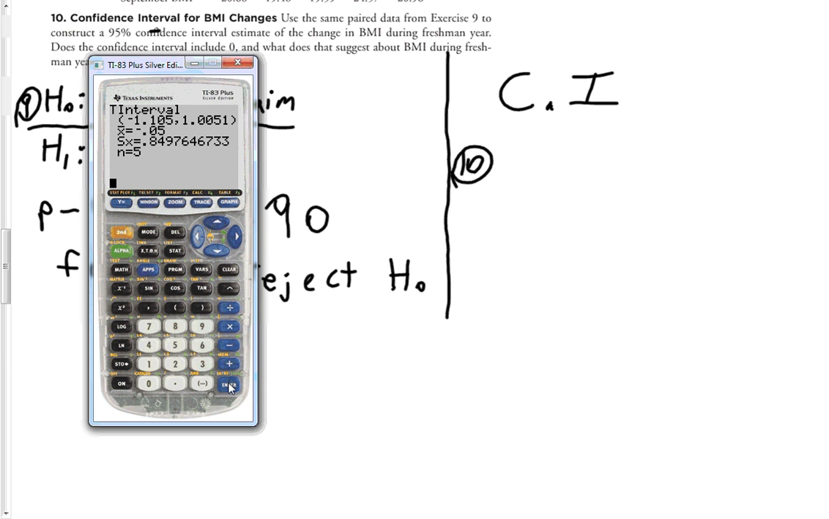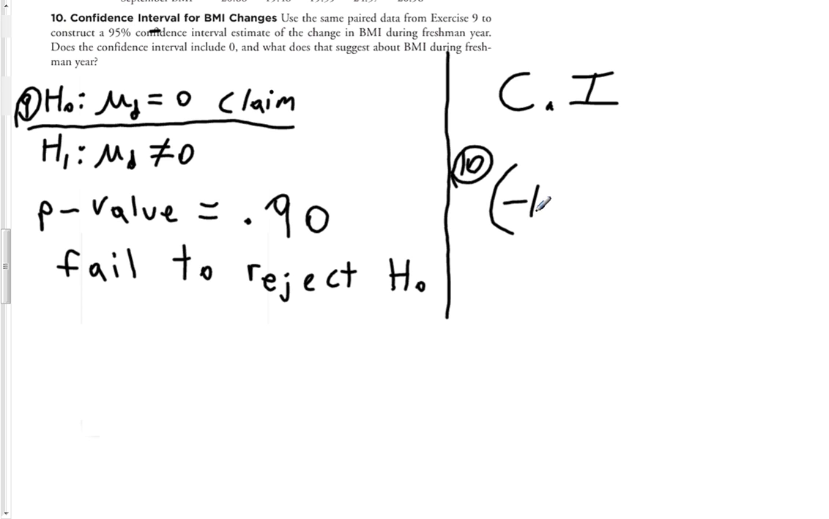And upon the calculations, I get my interval to be negative 1.1 to positive 1.0. So negative 1.11 to positive 1.00. So that's my confidence interval. My confidence interval is negative 1.11 to positive 1.00. And that's my confidence interval estimate. So I would be 95% certain that this interval actually does contain the true difference in body mass index.